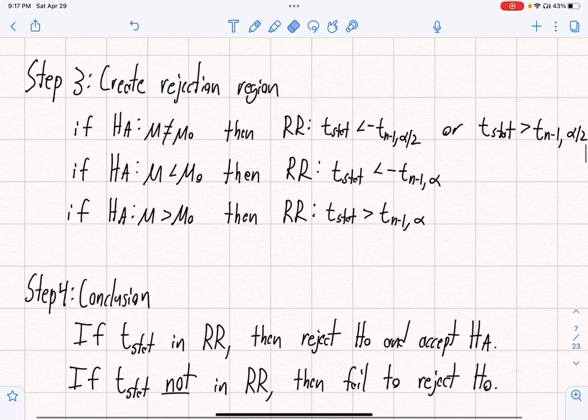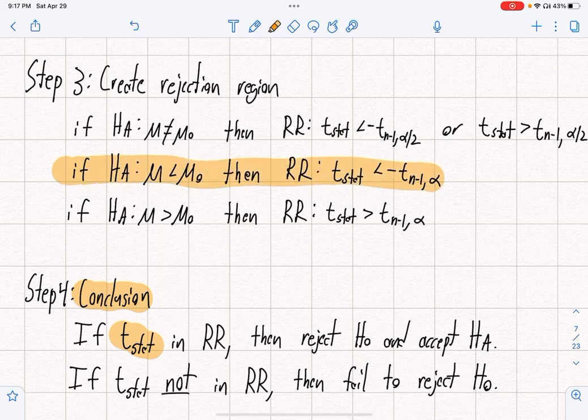Step 4, conclusion. Okay, so if t-stat is in our rejection region, so let's take an example. Let's say we are operating in this case. If t-stat is in the rejection region, what does that mean? That means t-stat is less than negative t n minus 1 alpha. So if we were testing mu less than mu naught and our calculated t was less than negative t n minus 1, then we would reject the null hypothesis and accept the alternative.